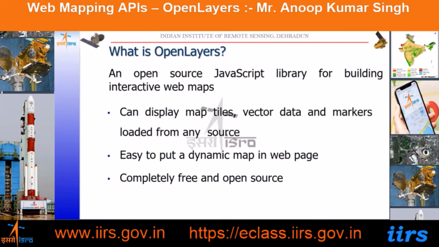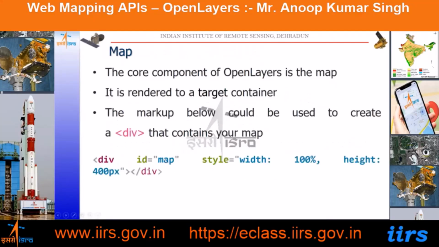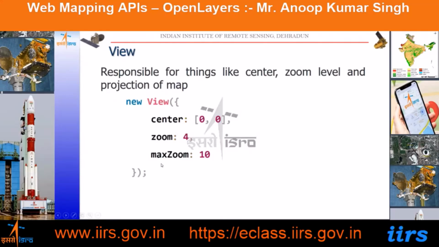OpenLayers maps can be divided into 3 components: view, layers, and target container. The first part, map, is the core component of OpenLayers. This map is rendered to a target container. Suppose you want to render a map, you can create a div tag, and in that you have to assign an ID to that div tag. Here I have assigned, for example, map. You can see here.